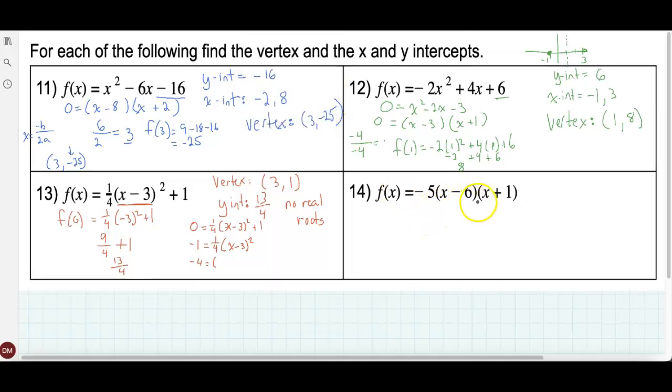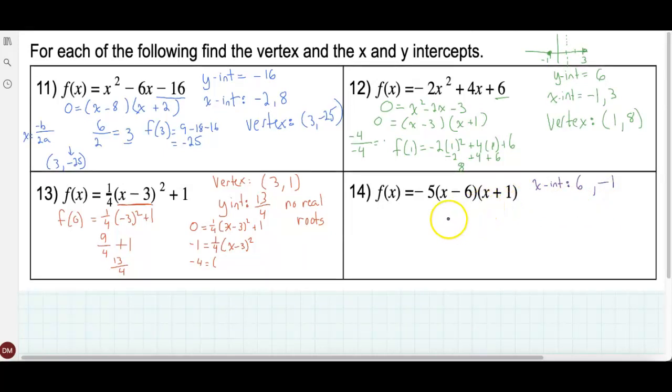Okay. So now, again, this one is, well, this is nice because I can find the x-intercepts, or the roots, because they're given to me in factored form. The roots are right there. So 6 and -1. Okay, so those are our x-intercepts.